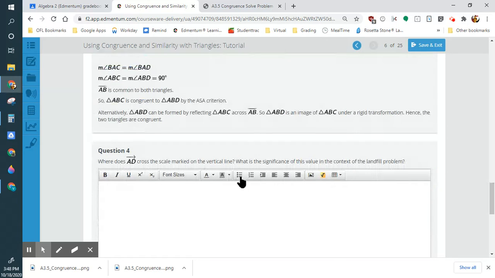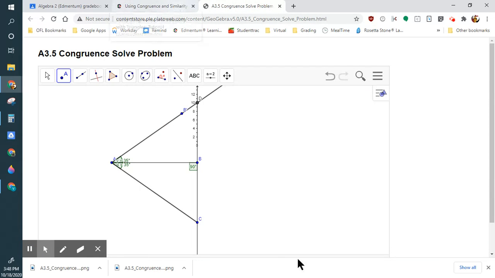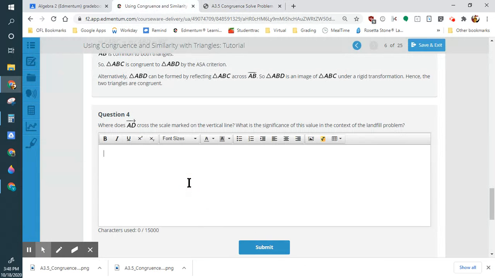All right, so let's take a look here. Where does it cross the marked line? What significance does this have for the landfill problem? So it crosses the line at 10 feet. This means that the landfill starts at 10 feet.